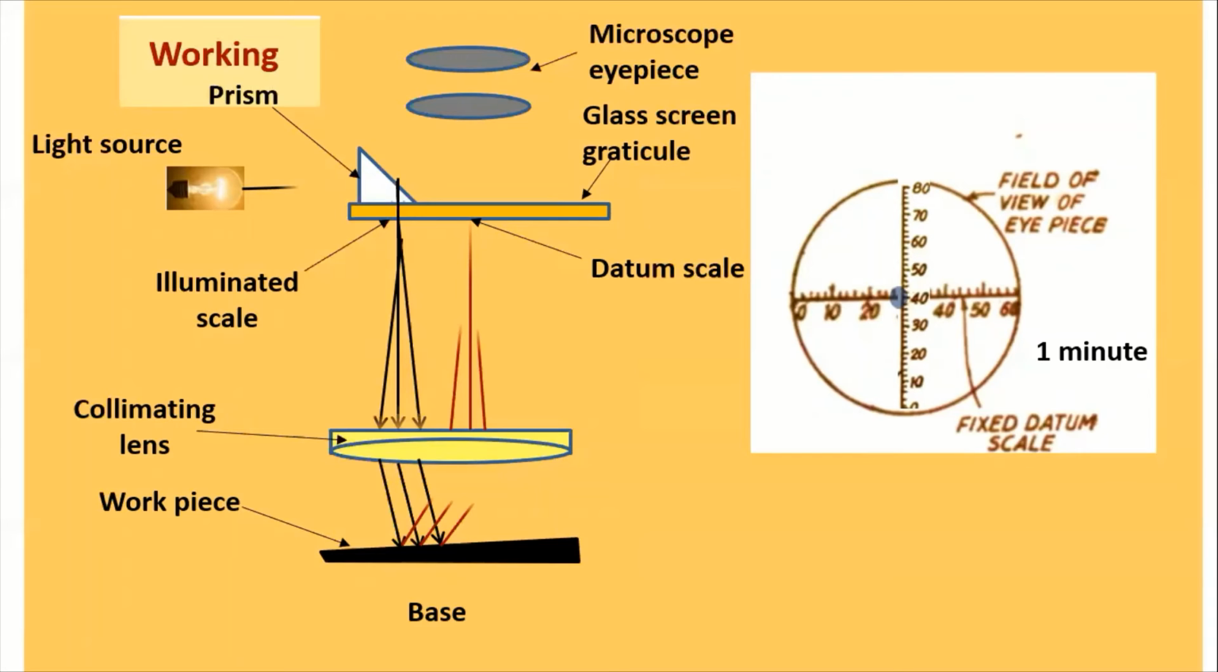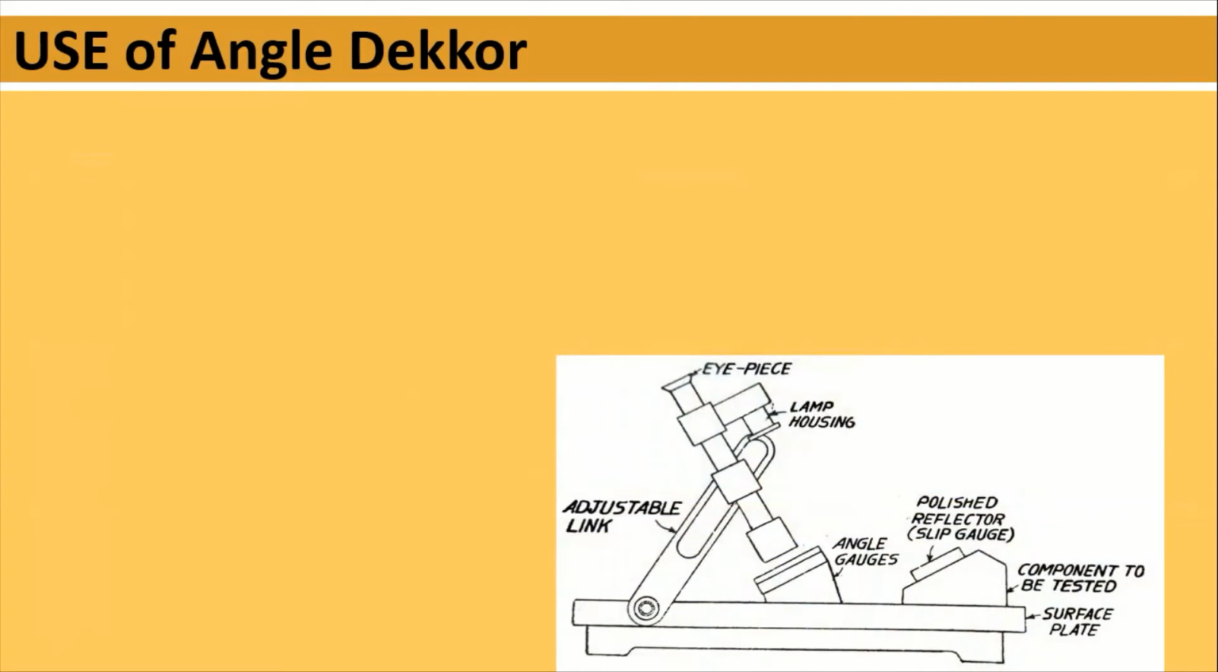Then let us see how to read the angular deviation, or I can say the use of angle Dekkor. Here I have shown the instrument again, and you can see this is a microscope eyepiece. Again, these are the adjustable linkages. Here this is a component which has to be measured, and over that we are placing the slip gauge, because many times the surface of the component is not reflective, but we always need a reflective surface. So for that we can place the slip gauge. We know that slip gauge is highly reflective, and for the comparative measurements you have to use the angle gauges. So these angle gauges we have to select.